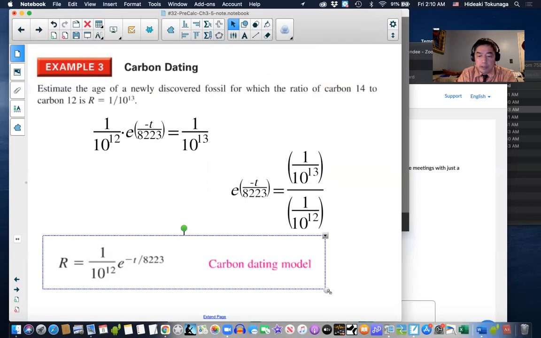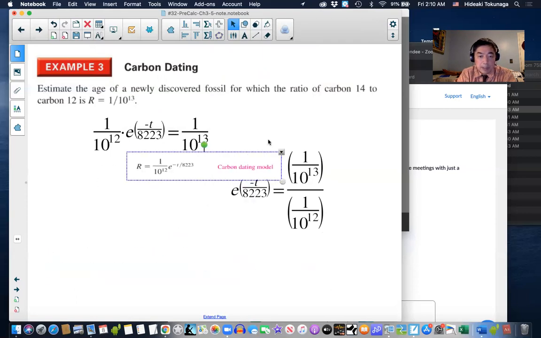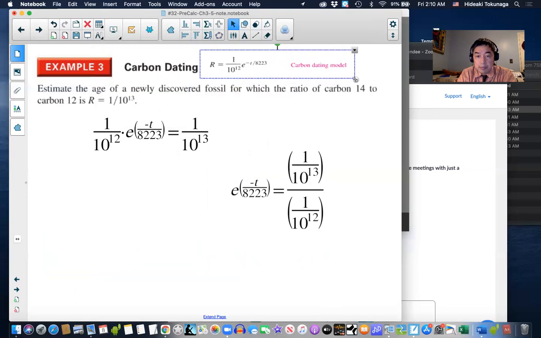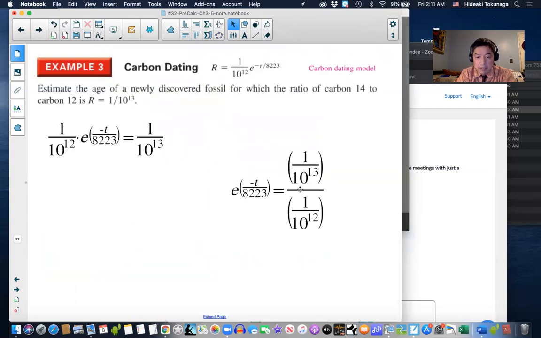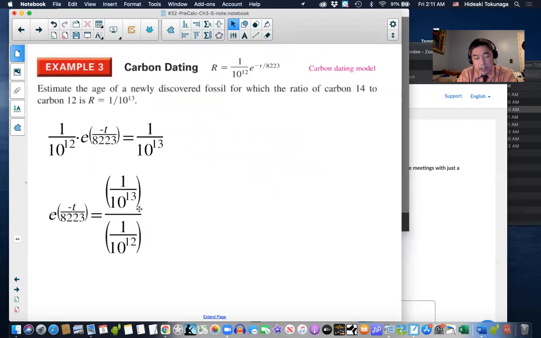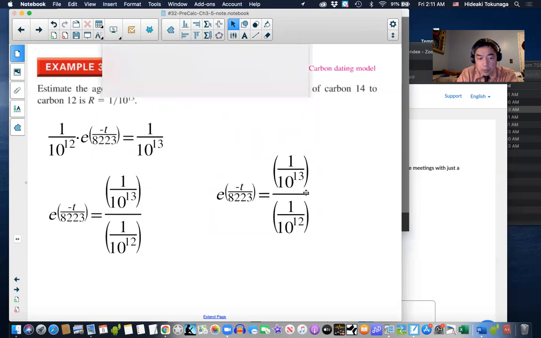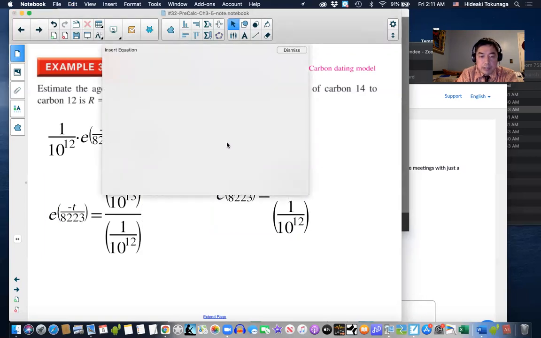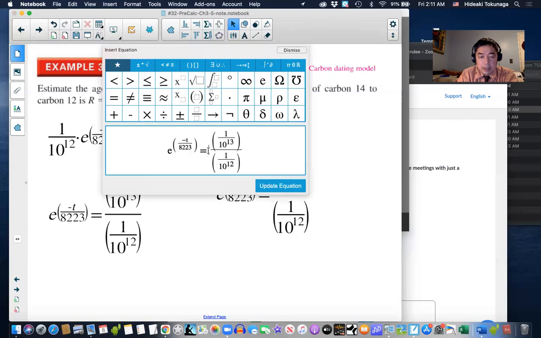This is the model I got from the previous page. I put it in here. This is the equation I did first, so this is the first work. Now we have to think about this: 1/10 to the... let me, we do the right-hand side first, so it might be easier to look at it. Okay.